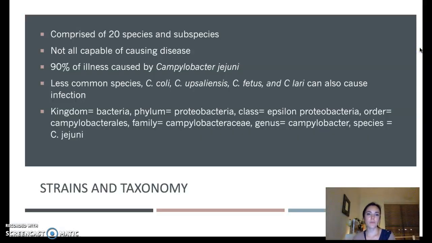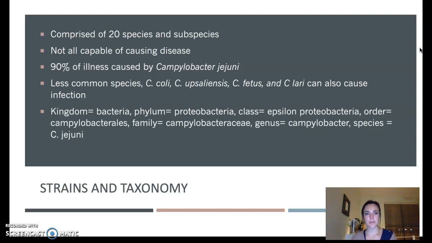So it is comprised of 20 species and subspecies. Not all of them are capable of causing disease. C. coli, C. epsilonensis, C. fetus, and C. laurii are also able to cause infection. However, Campylobacter jejuni causes 90% of the illnesses.